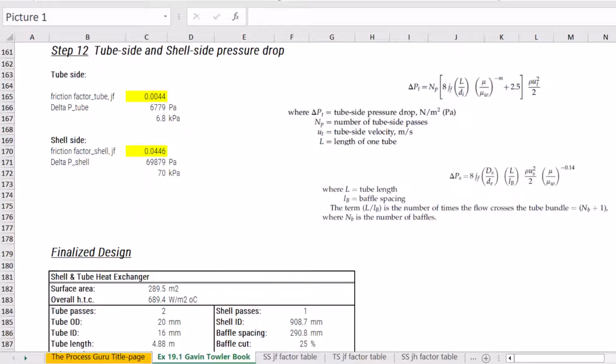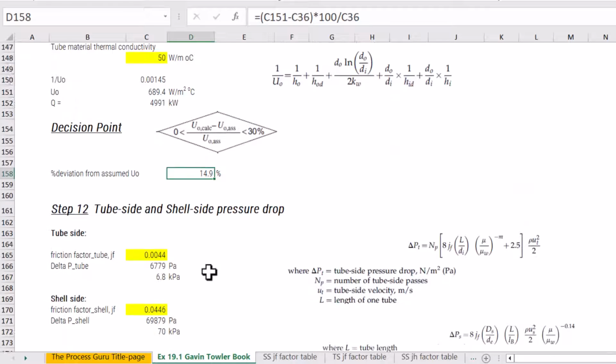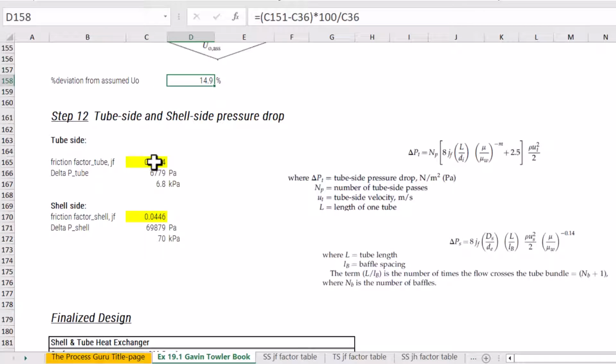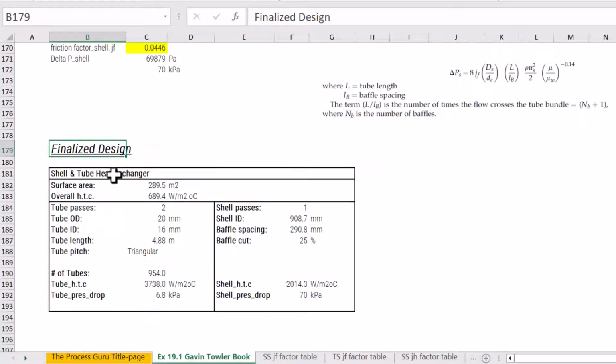So we are ready with a design which satisfies your heat transfer requirement. It also satisfies your hydraulic requirement. Hydraulic, I mean to say the pressure drop requirements on both sides, shell side and tube side. And here, I have just summarized the finalized design of the shell and tube heat exchanger. This much is the surface area, this much is the overall heat transfer coefficient, then the tube side configuration, then shell side information, then the number of tubes. These are the tube side and shell side heat transfer coefficients. This is the pressure drop on both sides.